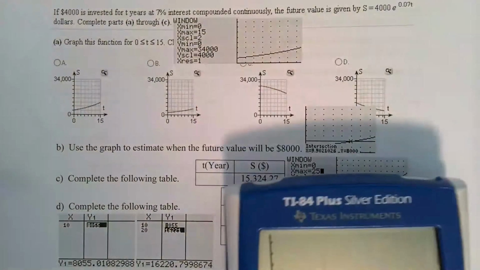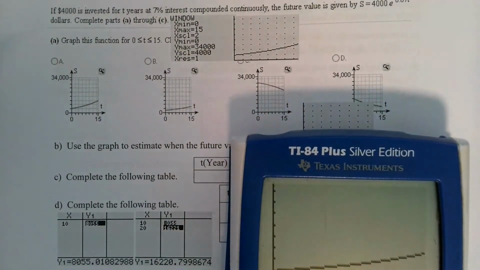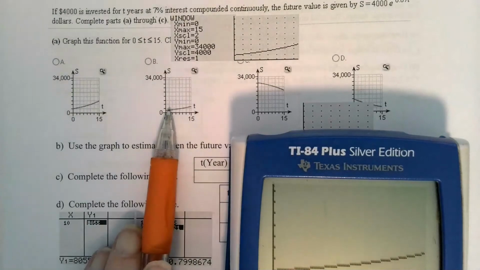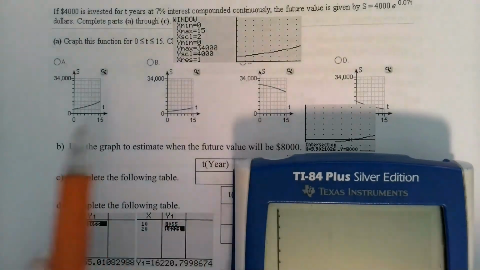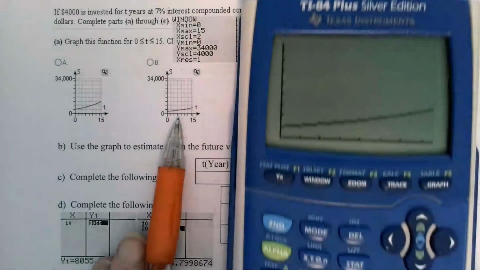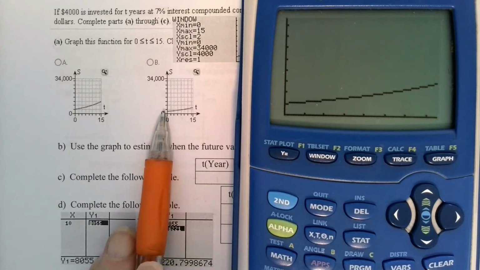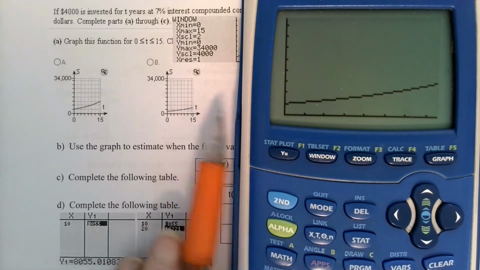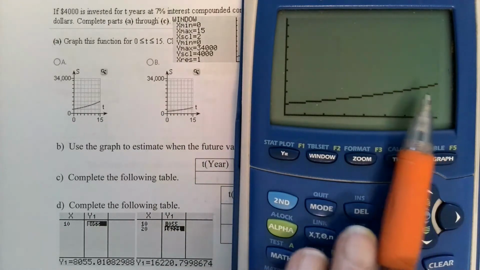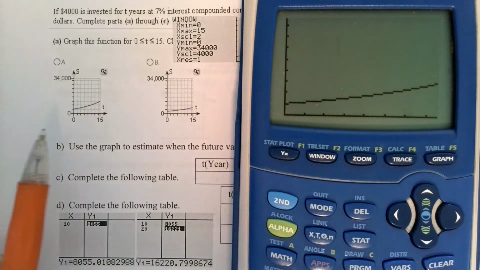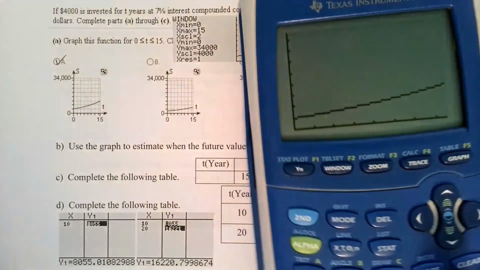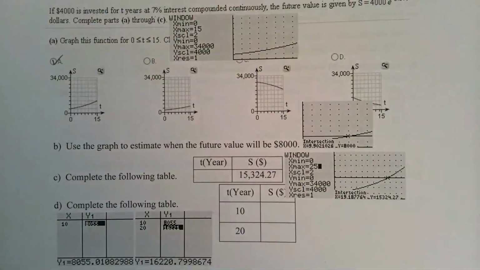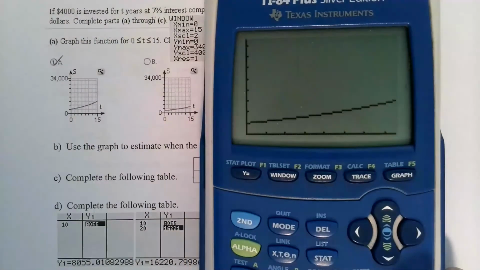I see the only two that look similar to this are graph A and graph B. Graph C and D neither look similar. It looks like my graph ends up a little bit higher than the second line. See, if this was my tick mark here, it would be higher than that second line. So it looks like that's going to go with part A. So I'm going to match it up with graph A, and then use the graph to determine when the future value will be 8,000.